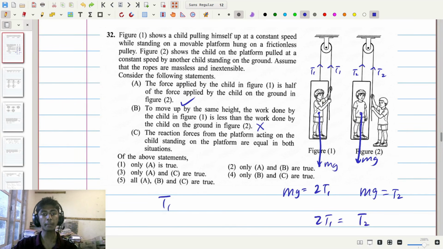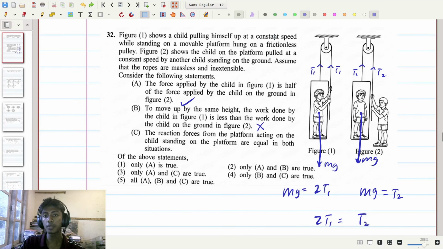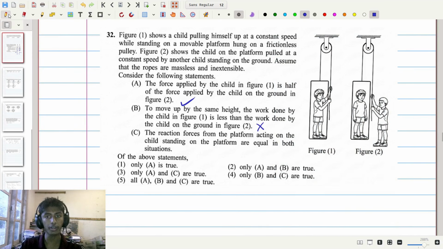Now moving on to statement C. Statement C says, the reaction forces from the platform that are acting on the child standing on the platform are equal in both situations. Now in this situation, the child is having a force upward on him of mg to prevent himself from accelerating downward. So here, the reaction force upward is mg.